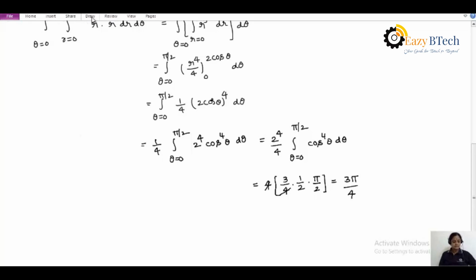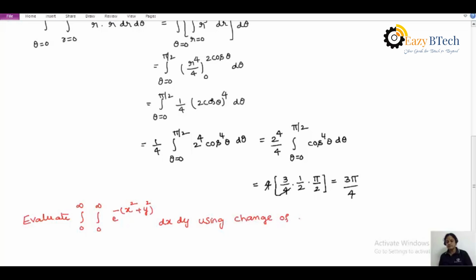Okay students, the next question: evaluate the integral from 0 to infinity and integral from 0 to infinity of e power minus of x square plus y square dx dy using change of variables.